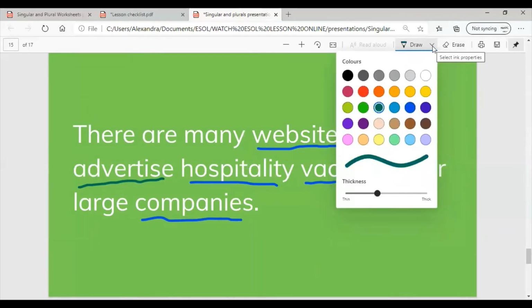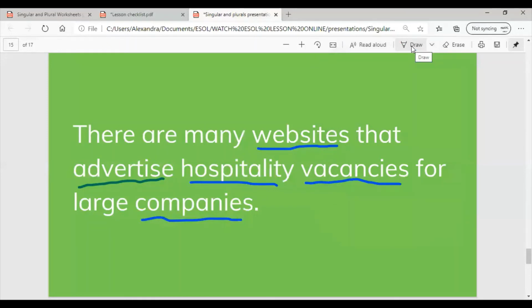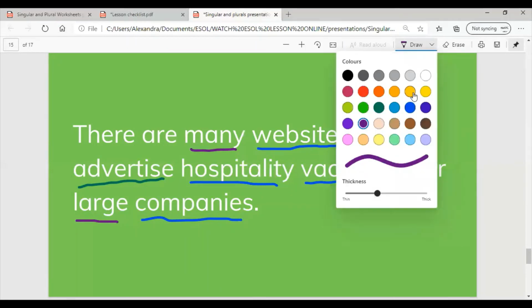Now we're going to look for our adjectives. Now if you remember, an adjective is a word that describes the noun. So we're going to look for our nouns. We've got websites. So many could be an adjective that advertise hospitality vacancies. You might also want to say hospitality could be an adjective. It's describing the vacancy further, what type of vacancies they are. And for large is our other adjective. It's describing the companies.